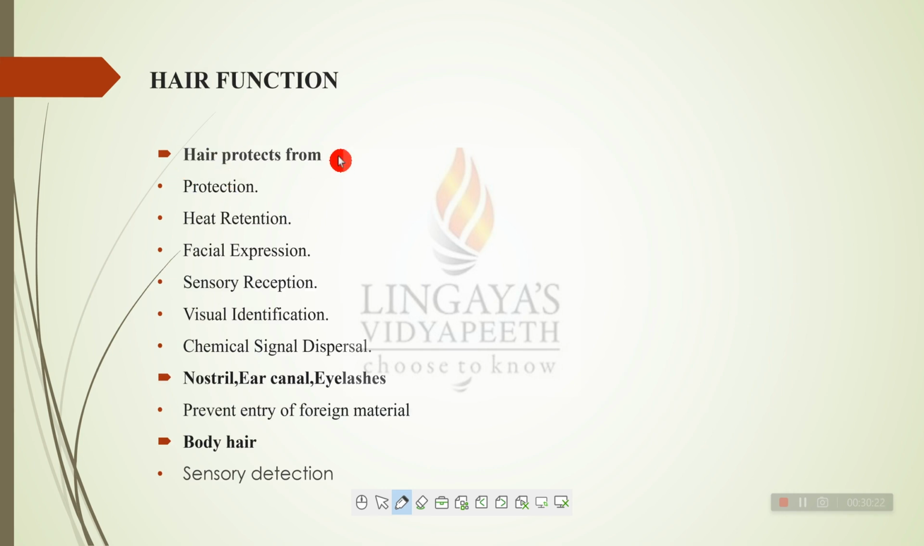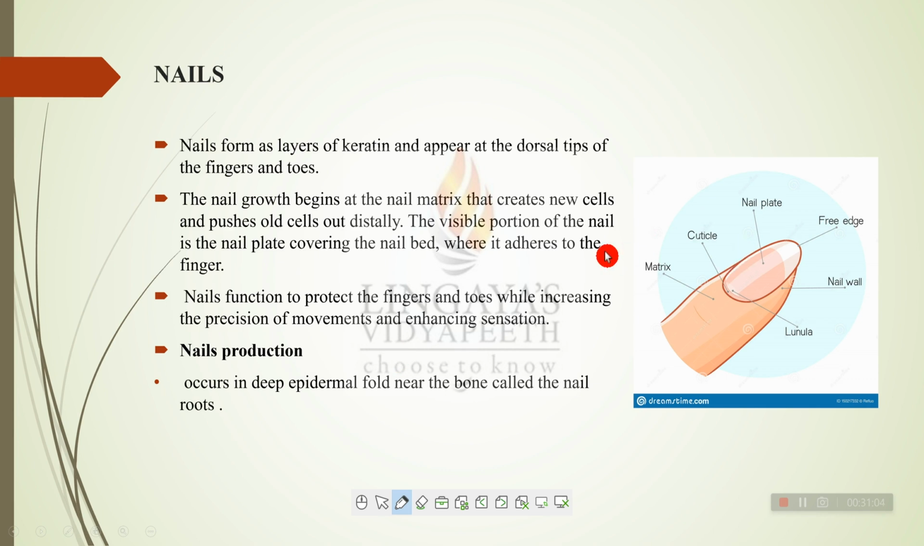Now, what are the functions of the hair? Hair protects us from heat. Hair plays a role in protection. Then heat retention, and facial expression, because it serves as an aesthetic factor in humans. Then it is a sensory receptor, and it helps in chemical signal dispersal and visual identification. In the nostrils, ear canal or eyelashes, it is helpful in preventing entry of foreign material. And body hair helps in sensory detection.